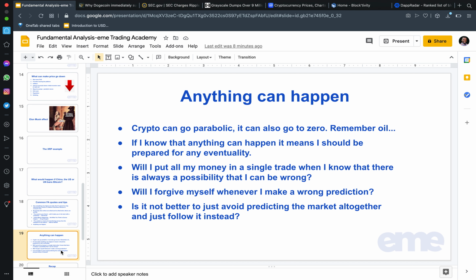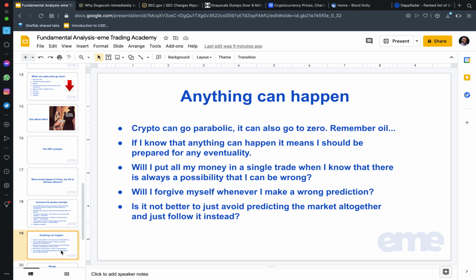All right, crypto can go parabolic today, and every investor becomes rich. It can also go to zero. Remember oil. Remember what happened to oil, right? Anything can happen. I know a lot of people are going to hate me for saying this, and it's very unlikely for crypto to go to zero. I don't think it's going to go to zero. I don't think it's possible for it to go to zero. Do I? I believe that anything can happen, right?